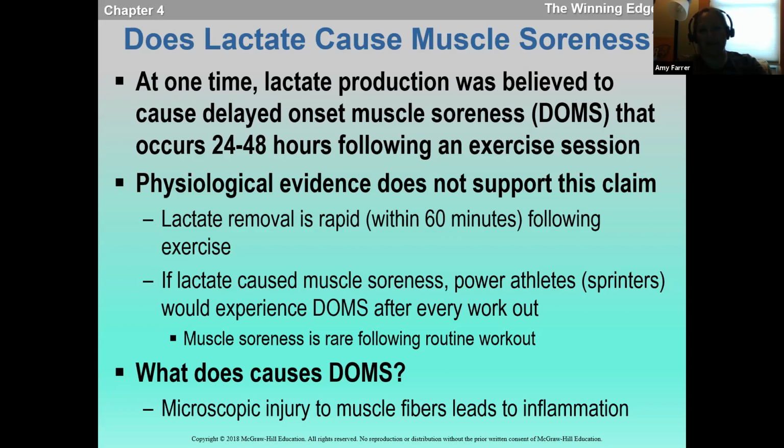So what's happening? Well, there's microscopic injury to the muscle fibers, which leads to inflammation, which leads to soreness. That old saying, you have to break it down to build it up, there's a lot of truth there. So that DOMS is not necessarily bad, but it is probably more muscle injury at the fiber level than it is this lactate threshold.